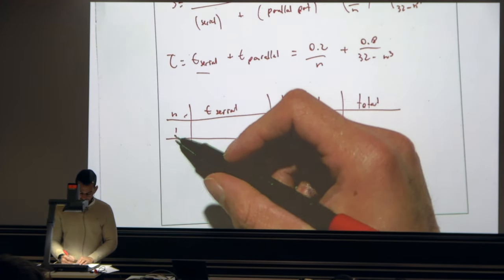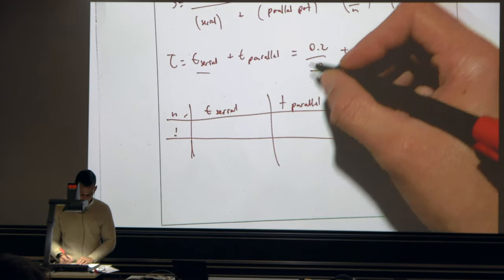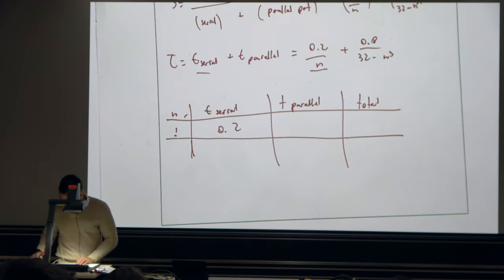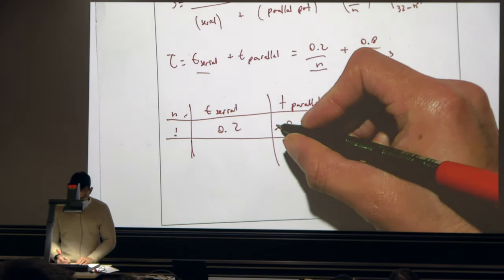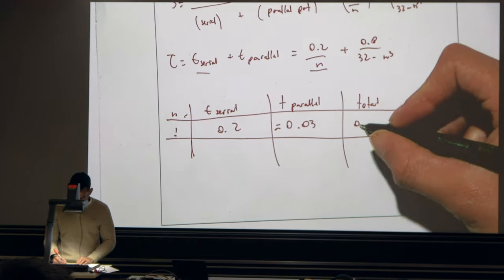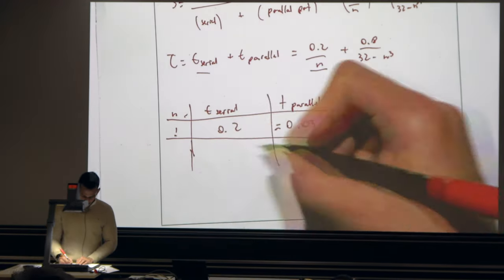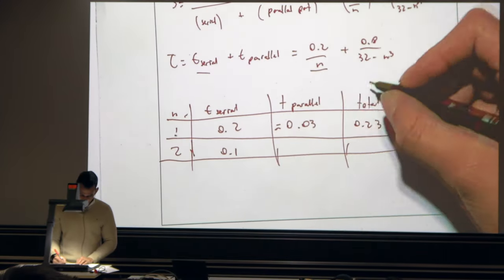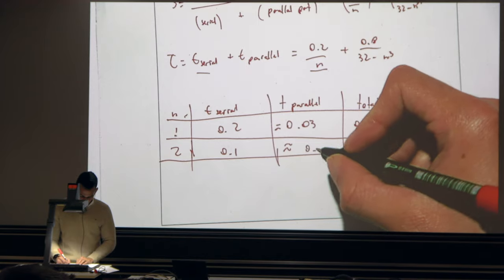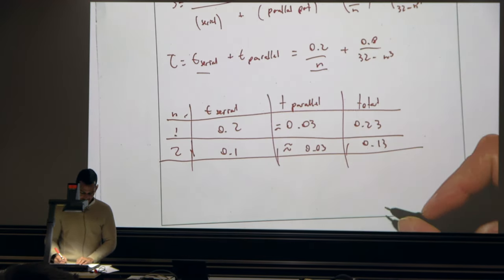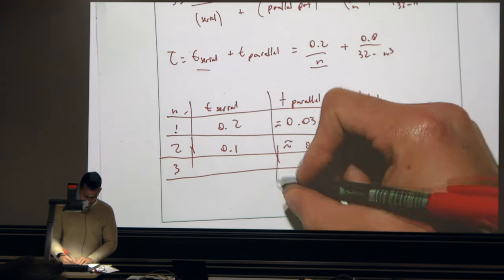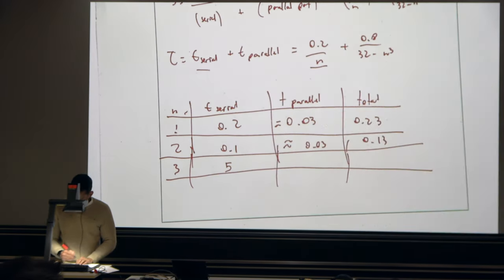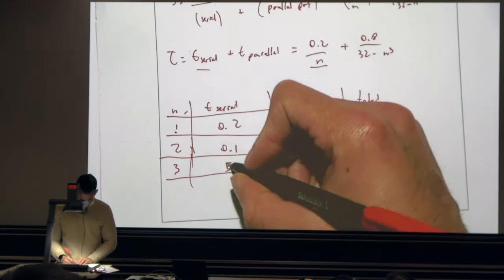If n is equal to 1, the serial part is going to take 0.2 divided by 1, 0.2, and the parallel part is 0.8 divided by 32, which is around 0.03, and the total time is 0.2323 exactly. If n is equal to 2, this is going to be 0.2 divided by 2, that is 0.1, and the parallel part is also something close to 0.03, and the total time is 0.13. If n is equal to 3, the time for the serial part is, oh sorry, this is not 5, it's 0.07, and the time for the parallel part is 0.16.